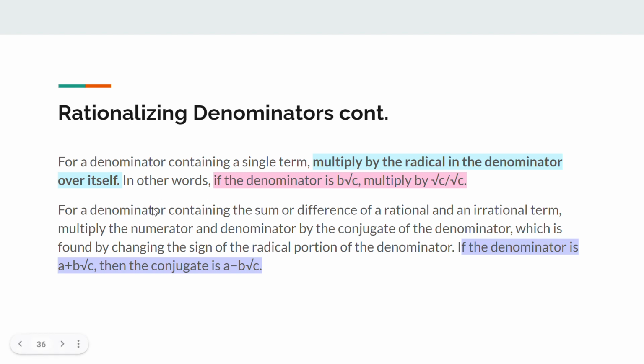For a denominator containing a sum or difference of a rational and irrational term, multiply the numerator and the denominator by the conjugate of the denominator, which is found by changing the sign of the radical portion of the denominator. Like if the denominator is a plus b times the square root of c, then the conjugate is a minus b times the square root of c, like this.